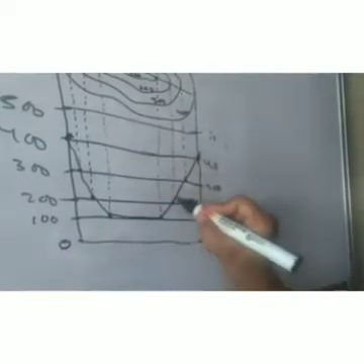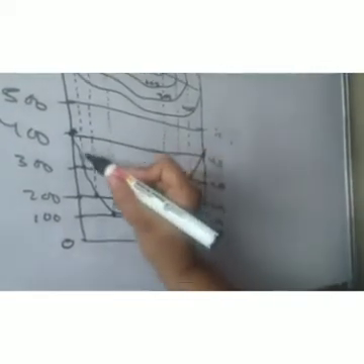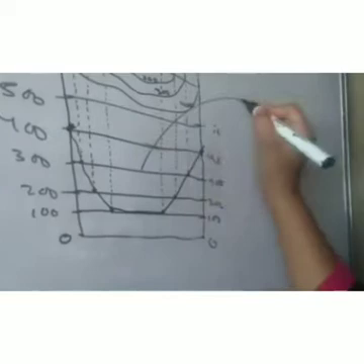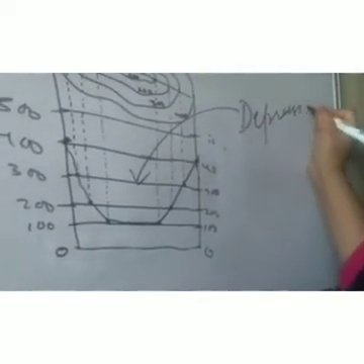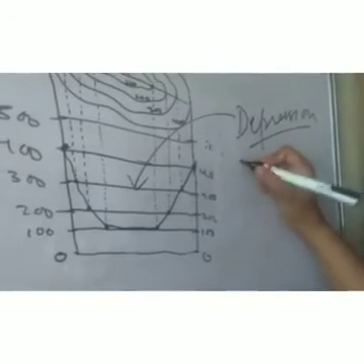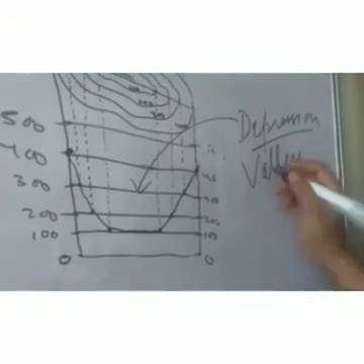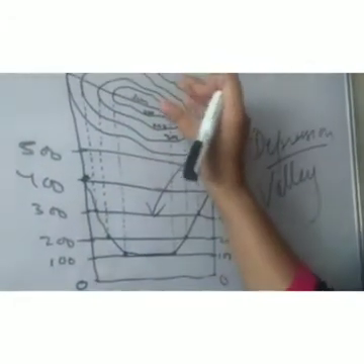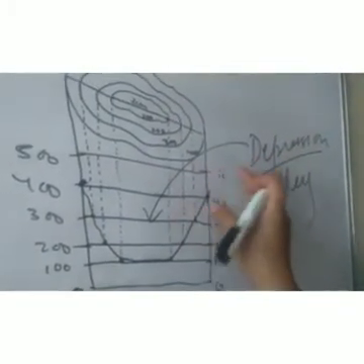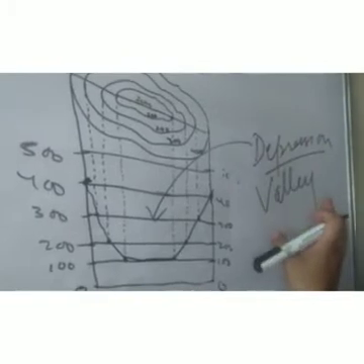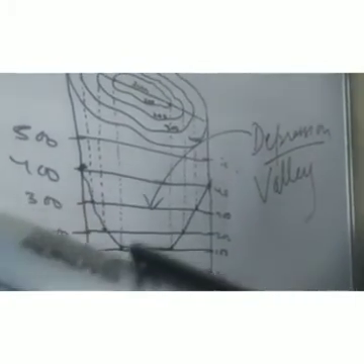So this is what I told you, this is a depression, or we can say it's a valley. So from these contour heights we come to know that the place has a depression or there is a valley. Clear? Okay.